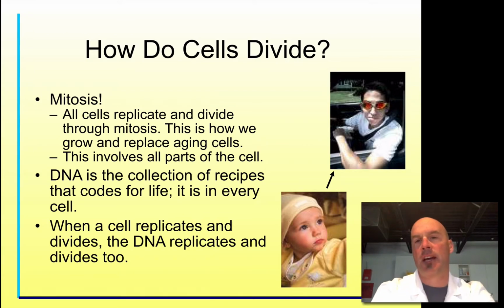So how do cells divide? I'm glad you asked. Mitosis! All cells replicate and they divide through mitosis. So this is how we grow and replace aging cells. So as they die, we make new ones. This involves all parts of the cell.